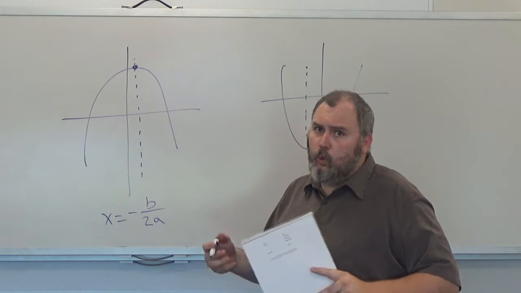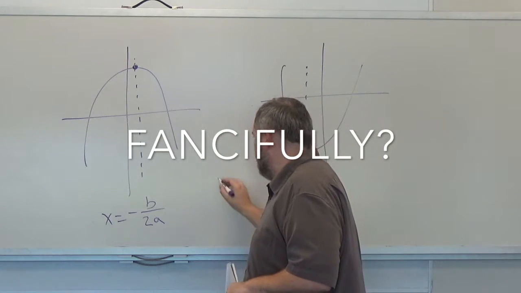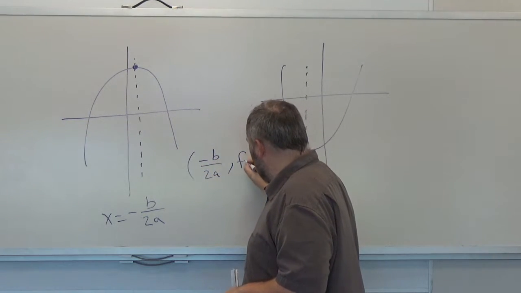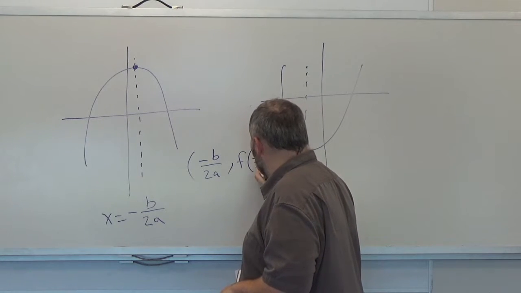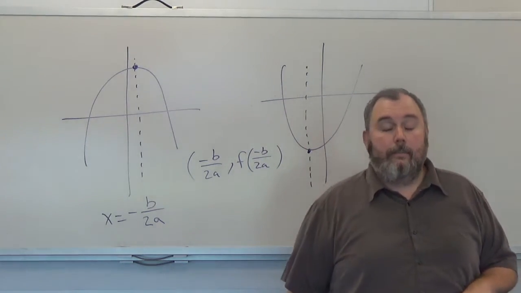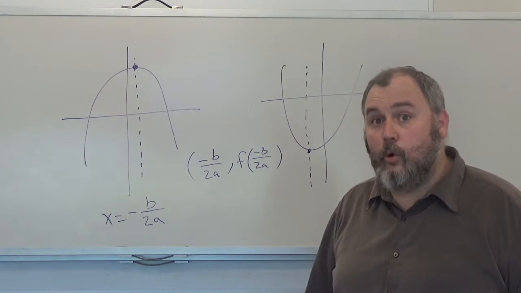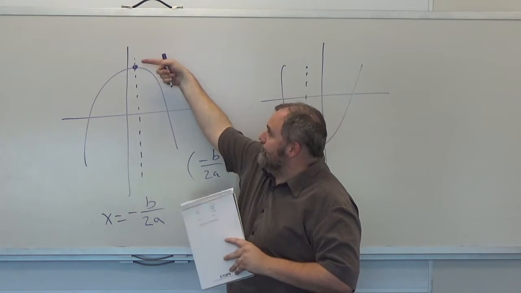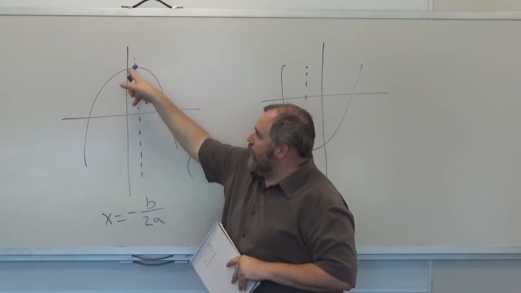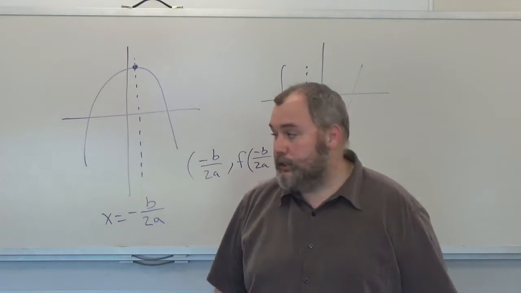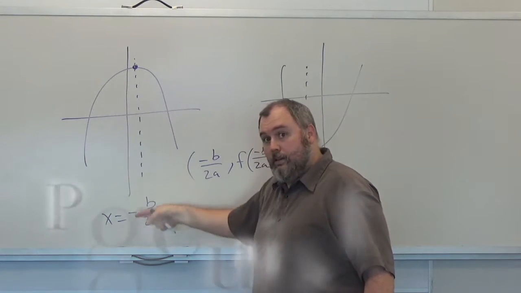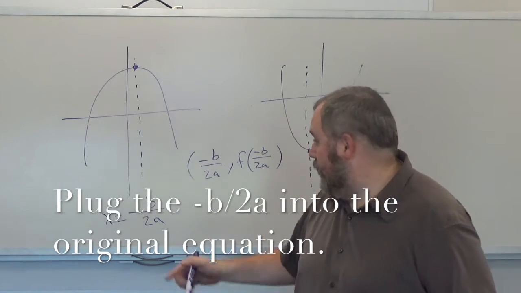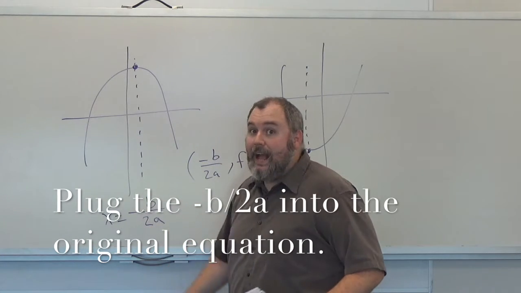Now, the question is, how do we find the vertex? The way we write this fancifully is negative b over 2a, comma, f of negative b over 2a. This is the fancy version. Basically, it's an ordered pair where the first value is this point on the axis, and the second is whatever y lines up with it. Let's make that a whole lot easier. Whatever number you get here, you plug back into the original equation. So plug negative b over 2a back into the equation. That's all you're doing.